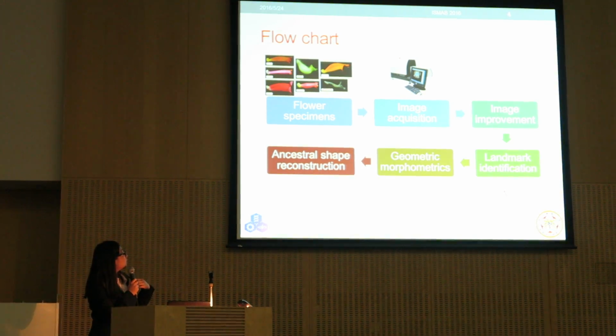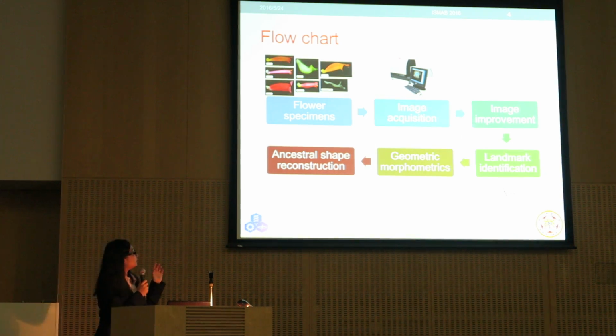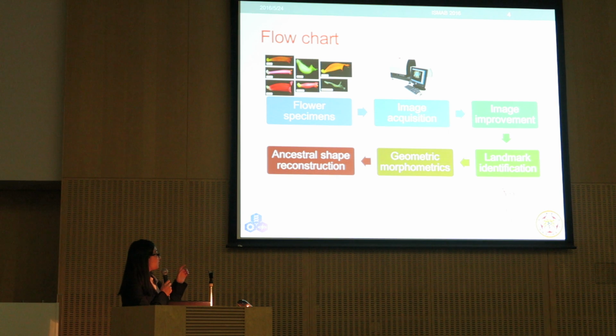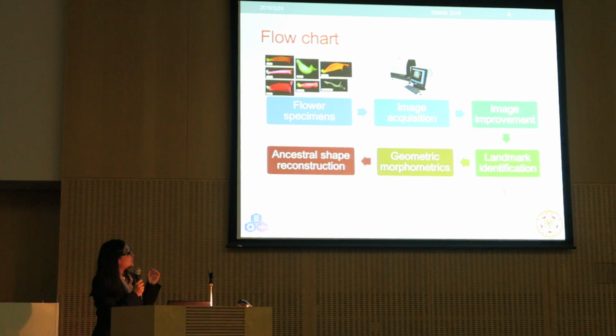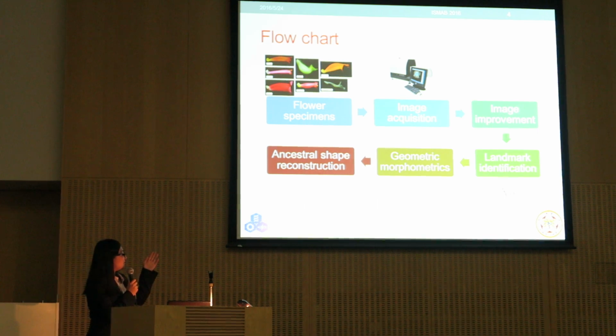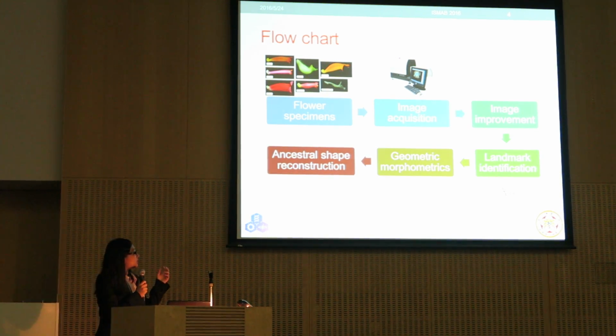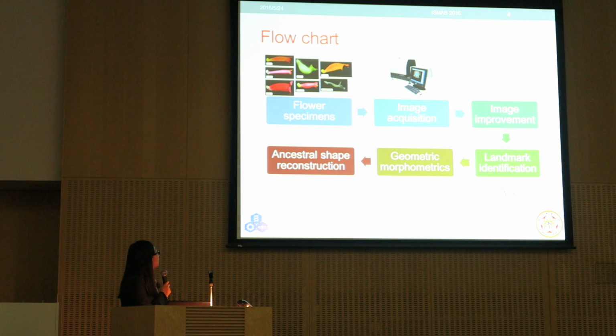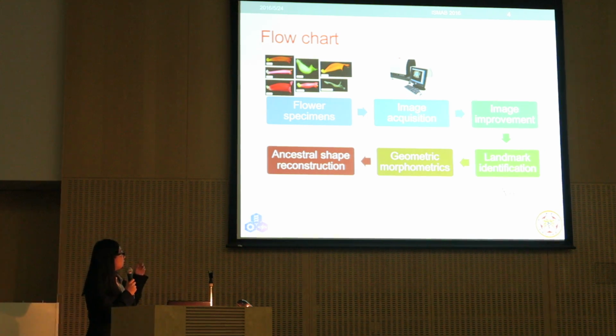So first, we collected flower specimens and acquired images, then image improvement, then landmark identification like in this picture, and geometric morphometrics, where we use generalized Procrustes analysis. And finally, we reconstruct the ancestral shape.